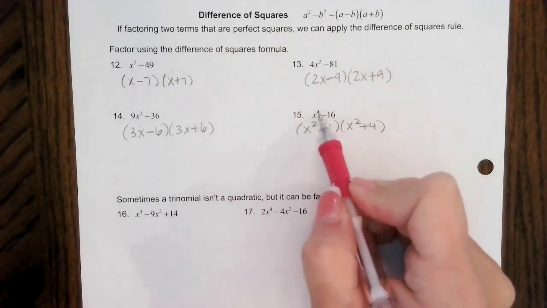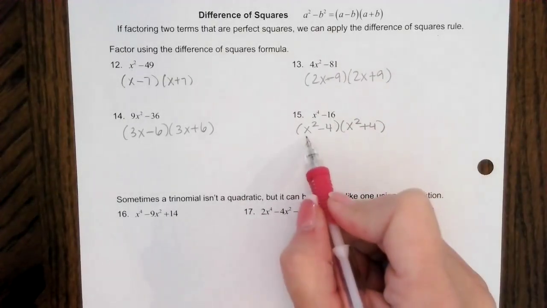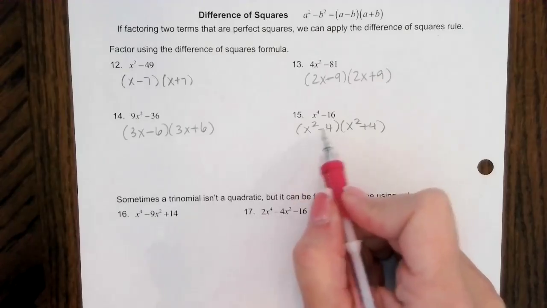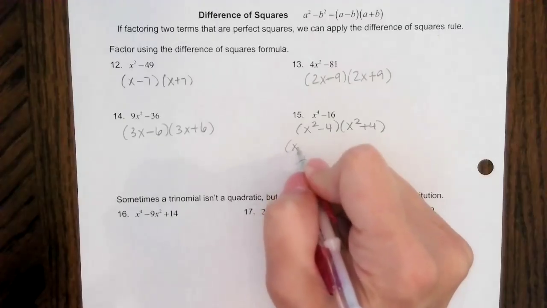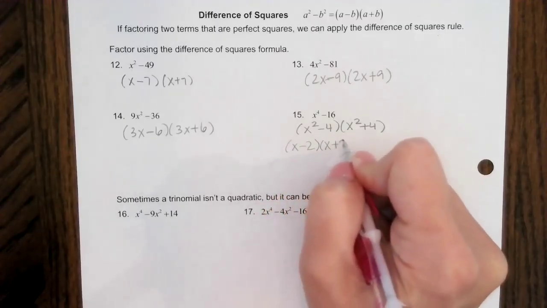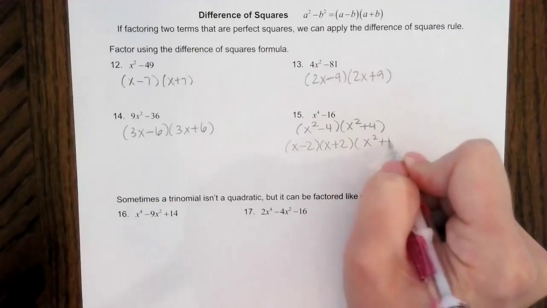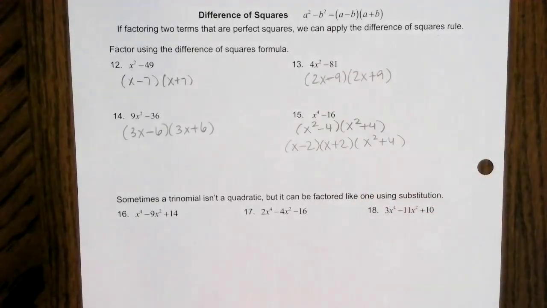We still had a squared term minus a squared term. Now you need to recognize it again because this is also a squared term minus a squared term. So we can keep factoring that. That is x minus 2, x plus 2, x squared plus 4 does not factor, so it just comes down. So when you want to factor, you keep factoring until you can't factor anymore.